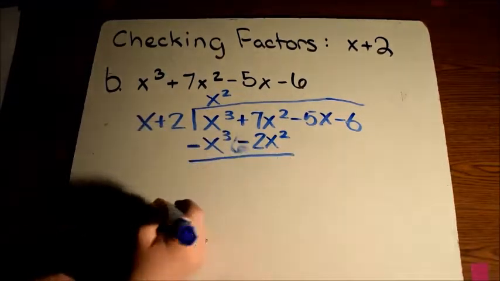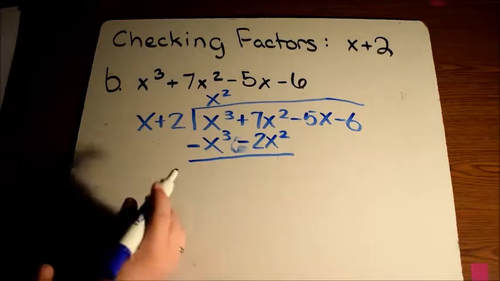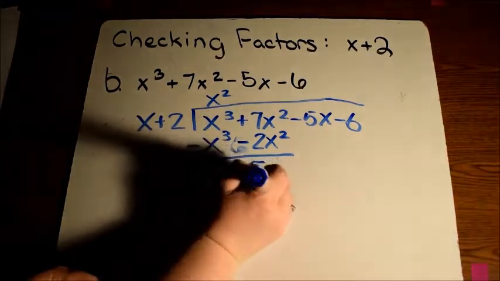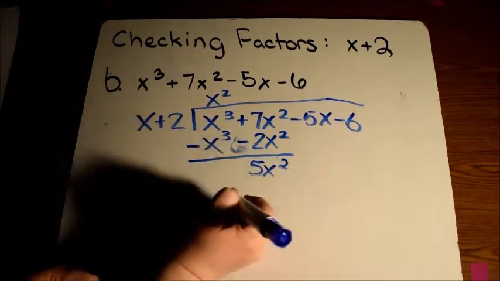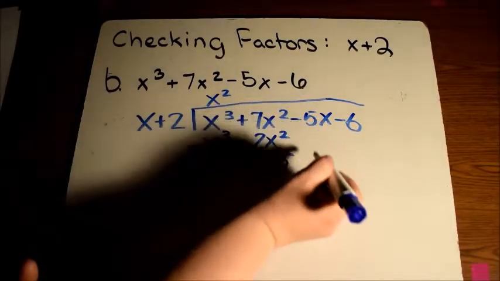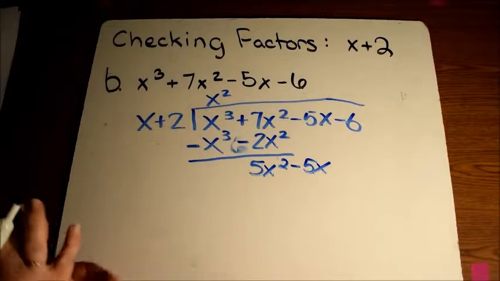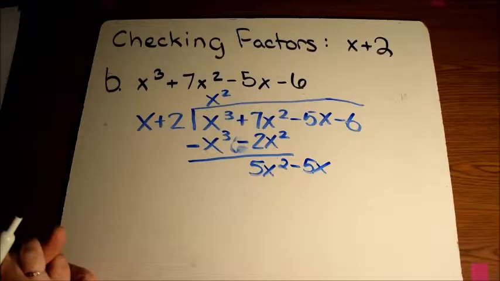All right, let's add these together. X cubed minus x cubed is 0. 7x squared minus 2x squared is 5x squared. Now, brother, bring down just the next term. We'll deal with that 6 here in a moment. All right, let's start over.